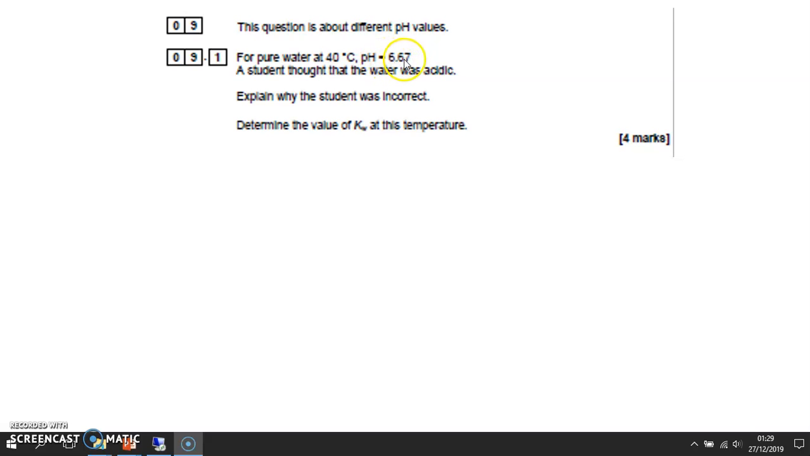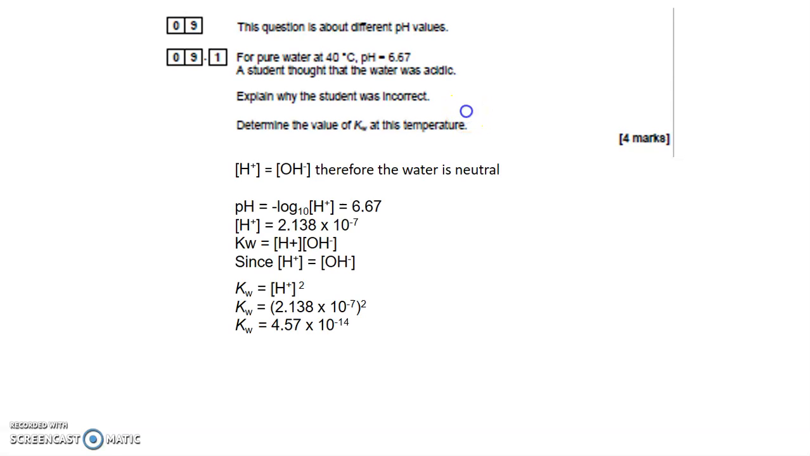pH is minus log to the base 10 of hydrogen ion concentration. It doesn't tell you whether something is acid or neutral, or basic or alkaline. If something is neutral, the H plus concentration and the OH minus concentration are equal. It's only acidic if there's an excess of H plus, and it's only basic or alkali if there's an excess of OH minus. So in water, there's an equal concentration of H plus and OH minus, and that's why it's neutral. So H plus concentration equals OH minus concentration, and the water is neutral.